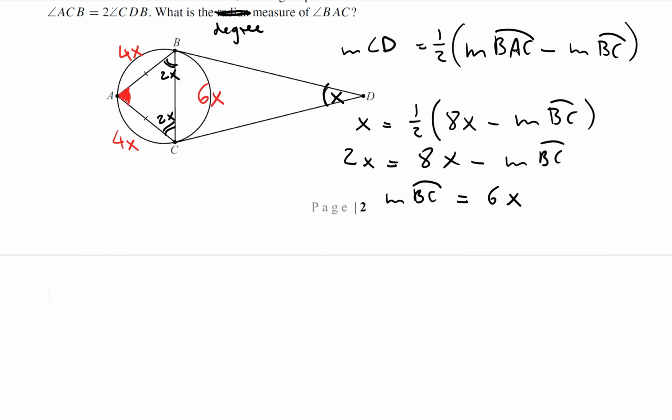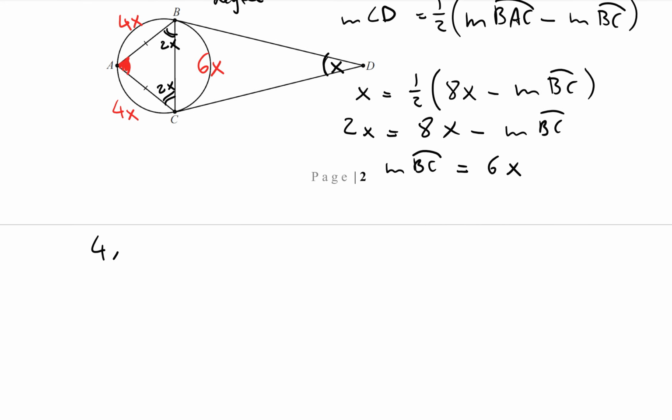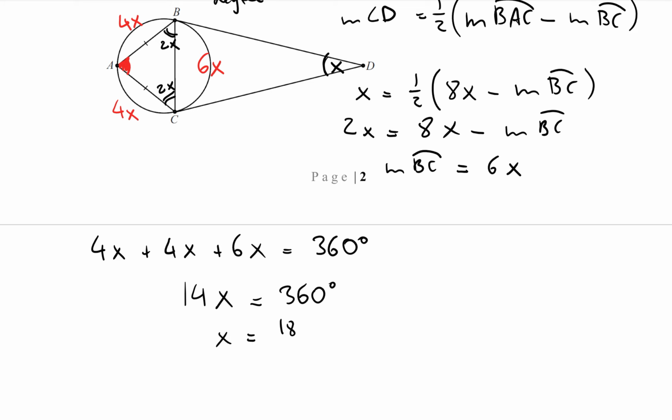So what is x? Well, all we need to do now is add up 4x, 4x, and 6x, and set it equal to 360 degrees. So what do we get here? That's 14x is equal to 360 degrees, which means that x is going to be 180 over 7. I'd rather leave it as a fraction. If you want the approximate value, that's approximately equal to 25.7, but I'm still going to use 180 over 7 and then round at the end.